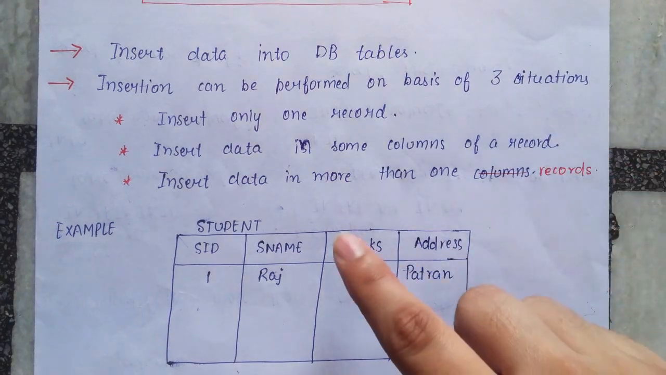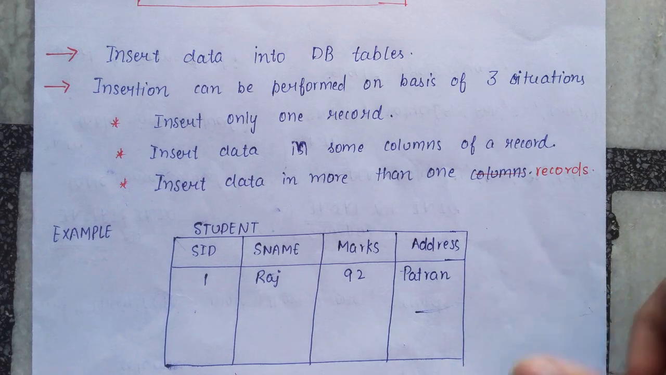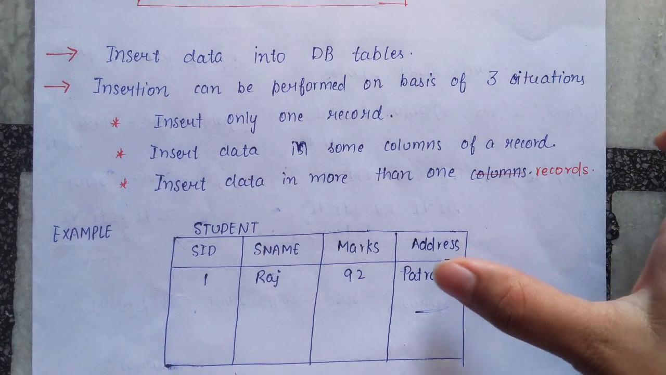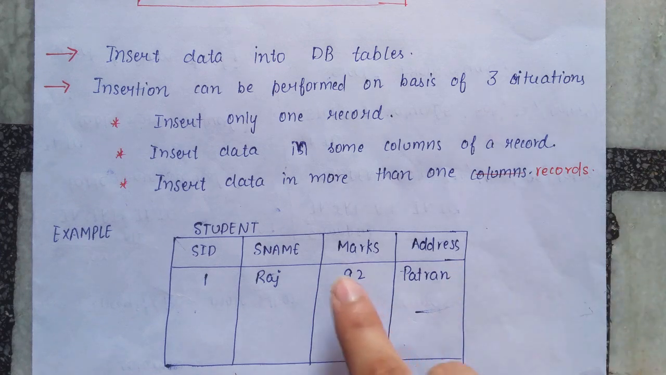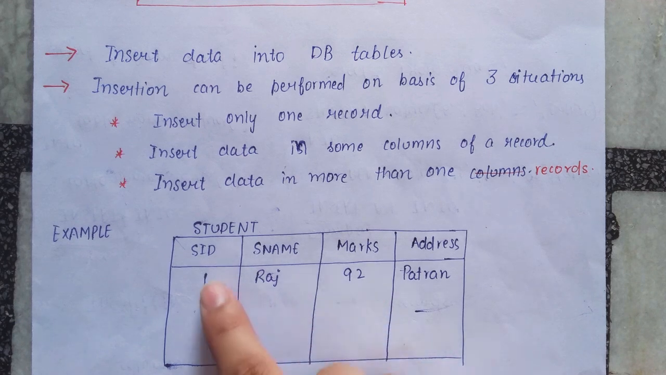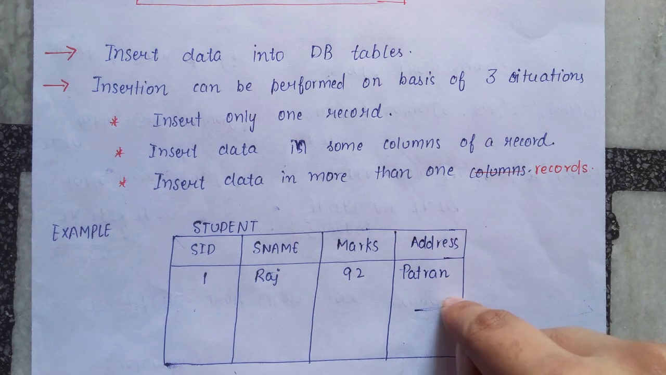Second case is what? If we want to insert some columns of a record. For example, if you want to insert the information of a student named Karan, but we don't know the address of that student, so in that case we will insert only these three columns. We only know Karan's student ID, his name and his marks. We don't know the address of Karan, so in that case how do we insert?